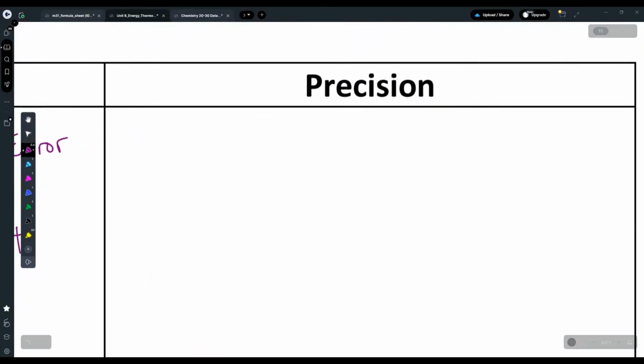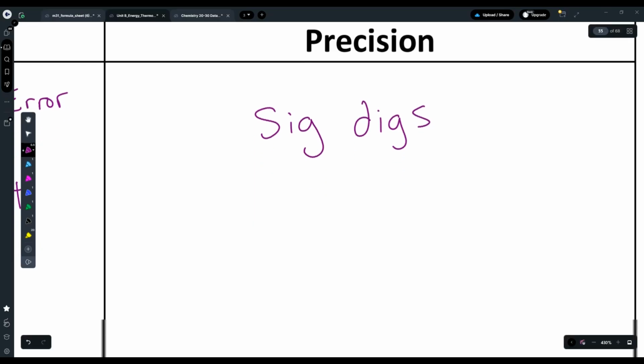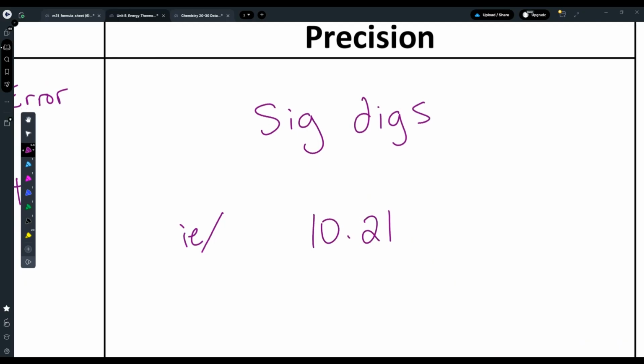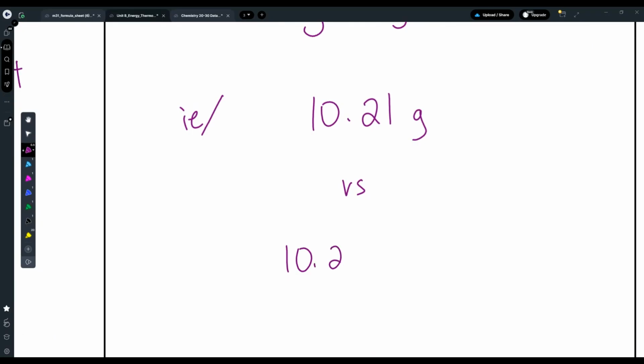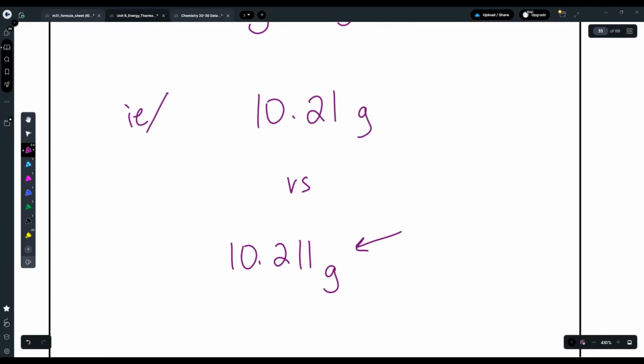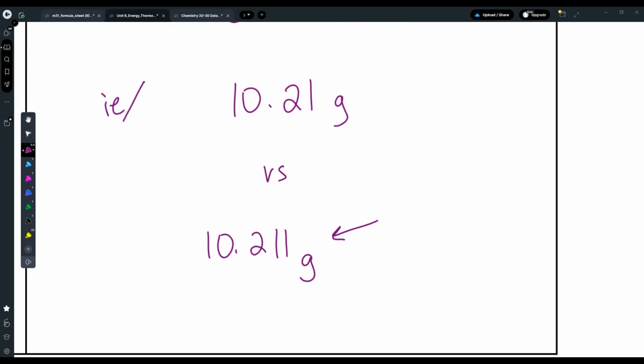Now, with precision, for chemistry, that has to do with significant digits. So for example, if we have a value such as 10.21 grams versus 10.211 grams, this number is more precise because it has more significant digits. So the more significant digits you have, the more precise your answer can be when doing calculations.